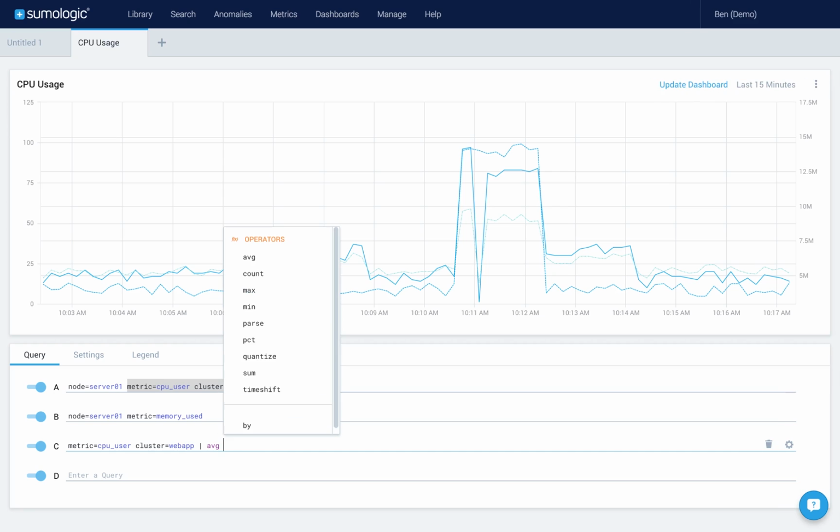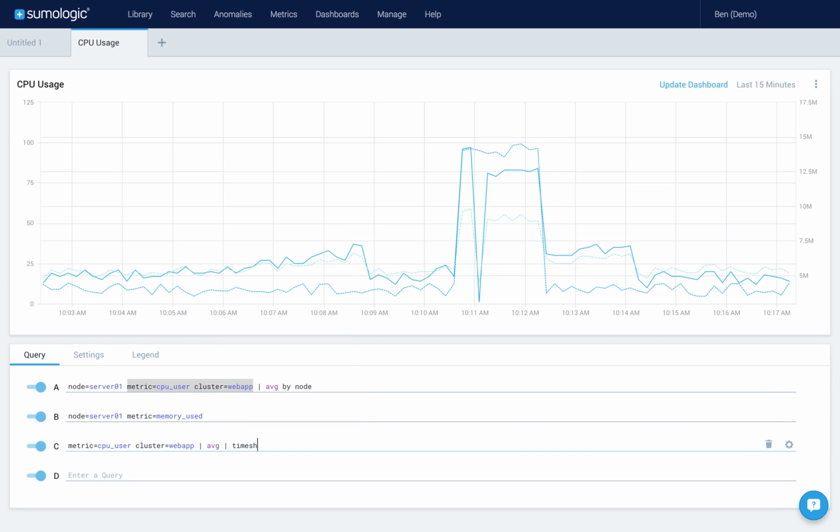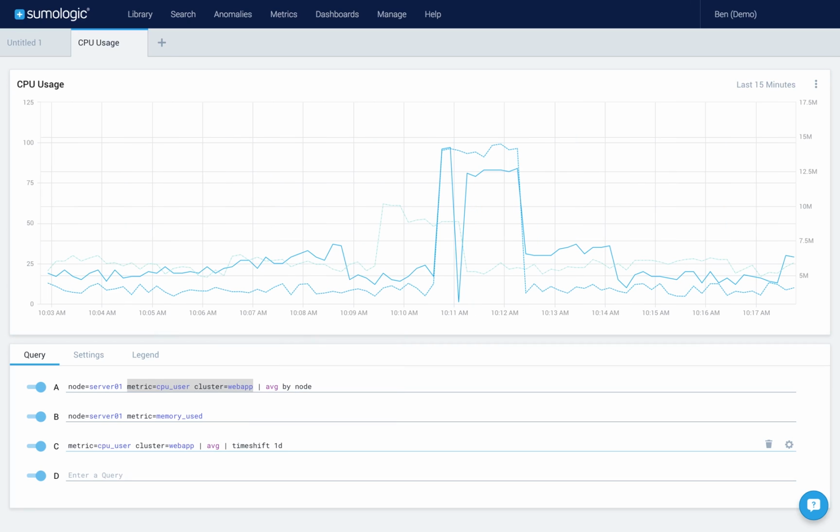But what I really might want to see is compare that to something that happened yesterday. So I can use something called a time shift, and I want to time shift by one day. And so now I can see that yesterday there was a bit of a spike here, but it really wasn't the same. So this is clearly something that is probably unique.